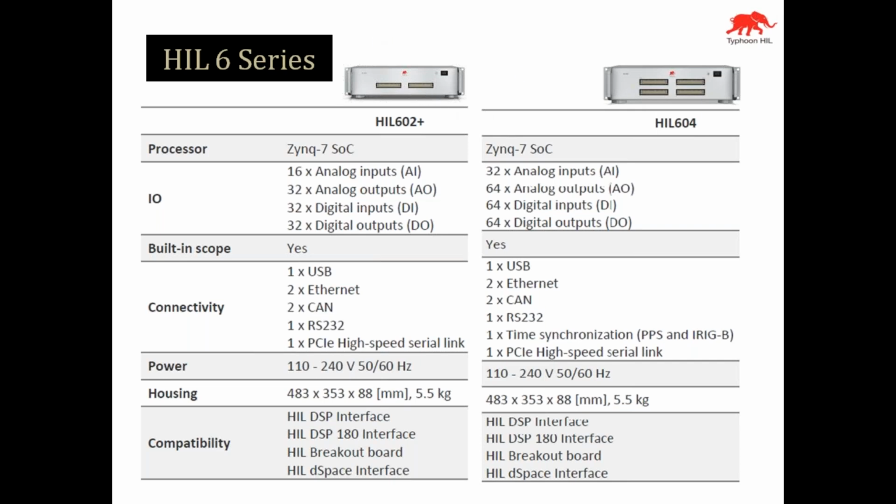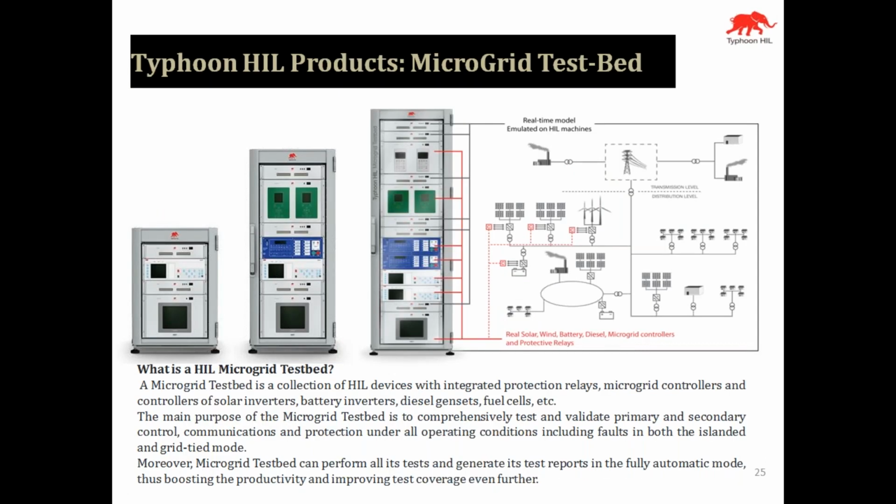Okay, so this is a Typhoon HIL microgrid test bed. It is a collection of HIL devices with integrated protection relays, microgrid controllers, solar inverters, battery inverters, diesel gensets, fuel cells, etc. Here you can see that we have used two HIL.